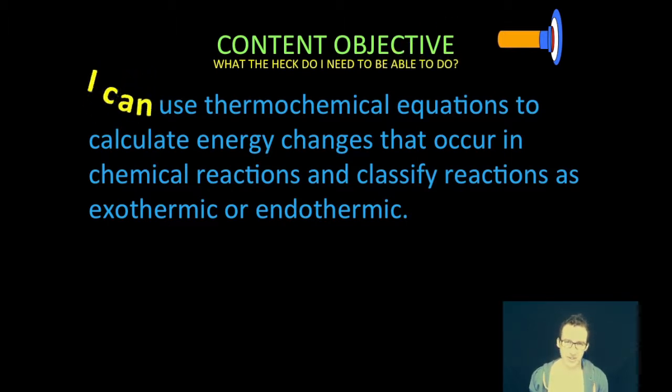Today, we are going to use thermochemical equations to calculate energy changes that occur in chemical reactions and classify reactions as exothermic or endothermic. Now, that may seem pretty similar to what we did in the last video, so let's break it down a little bit, see what we're going to do differently in this one.